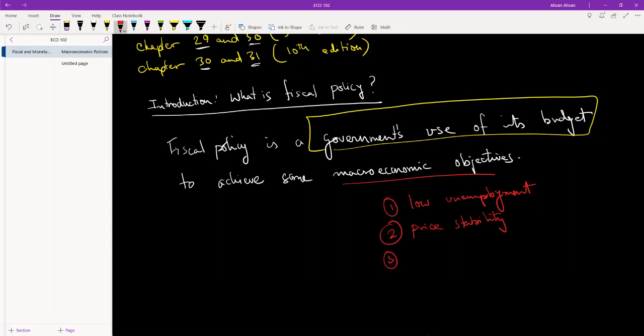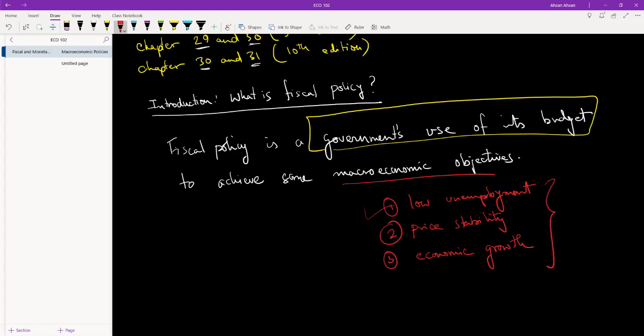Third of all, what else might the government want? Economic growth. Once again, we've covered economic growth in this course before, and you all know why economic growth is desirable and why the government may want to achieve this. So these are the three very basic things that the government might want to achieve. Now, the government wants to achieve, let's say, low unemployment. How does the government achieve low unemployment?